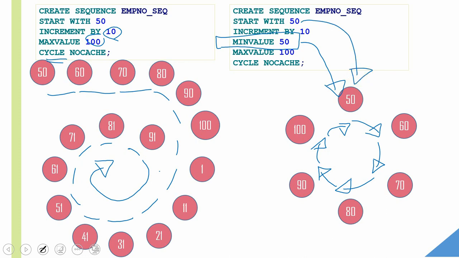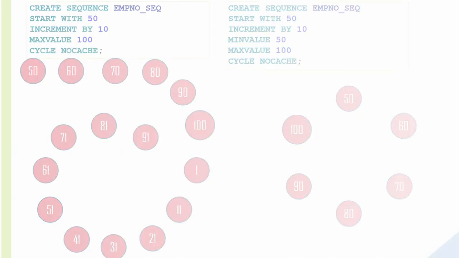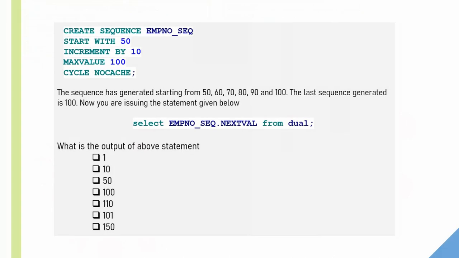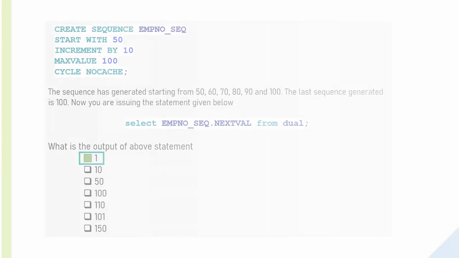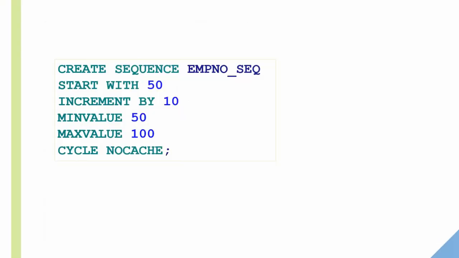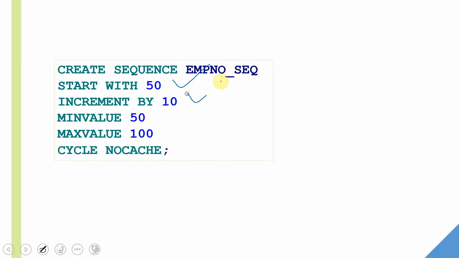So based on our need, we can use all these parameters. So obviously the right answer for this question is 1. Okay, so the key learning from this video is about understanding the start with parameter, increment parameter, minimum value parameter, and max value parameter. And the key thing here is that it is a cyclic sequence.